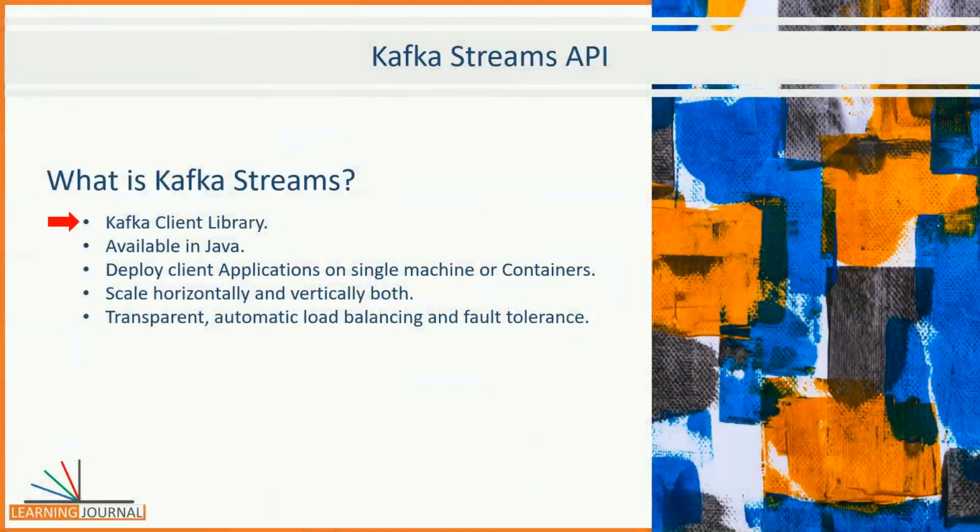Kafka Streams is a client library for processing and analyzing data stored in Kafka. You can easily embed the Kafka Streams library in your Java application and execute it on a single machine, or package and deploy it using Docker containers. When you want to scale your system, you can run multiple instances of the same application on various machines. Yet, you do not need to get into the complexities of load balancing and fault tolerance. Kafka Streams API handles all of that transparently.